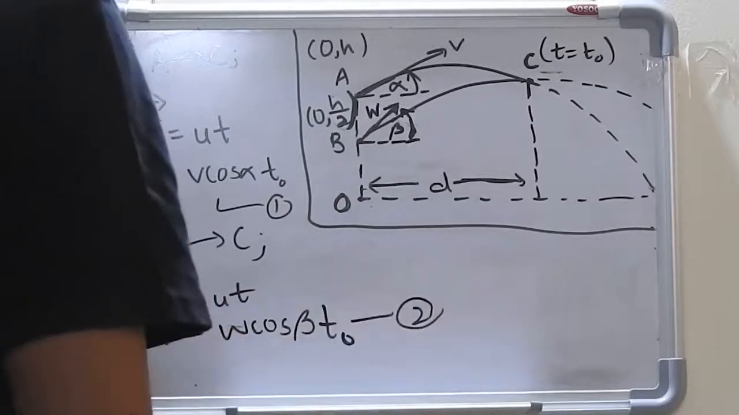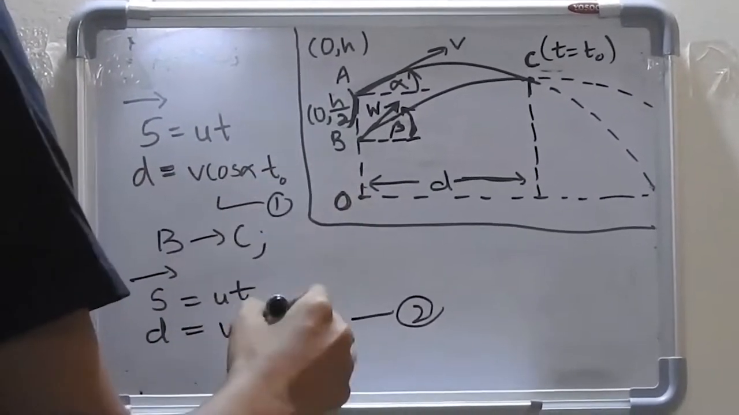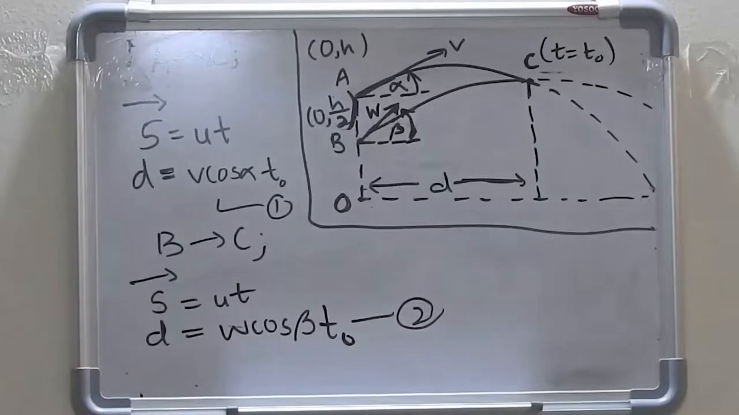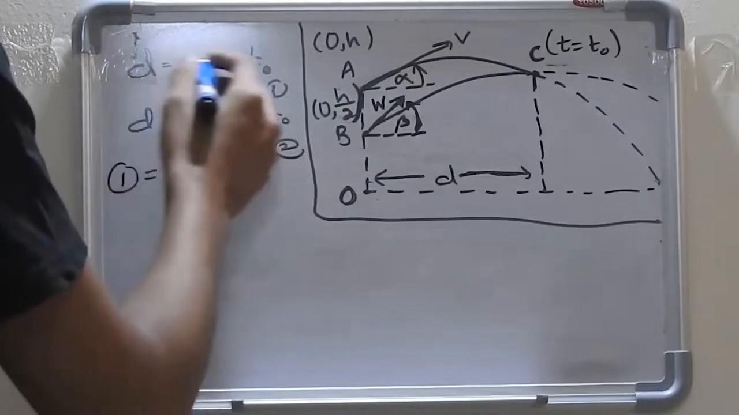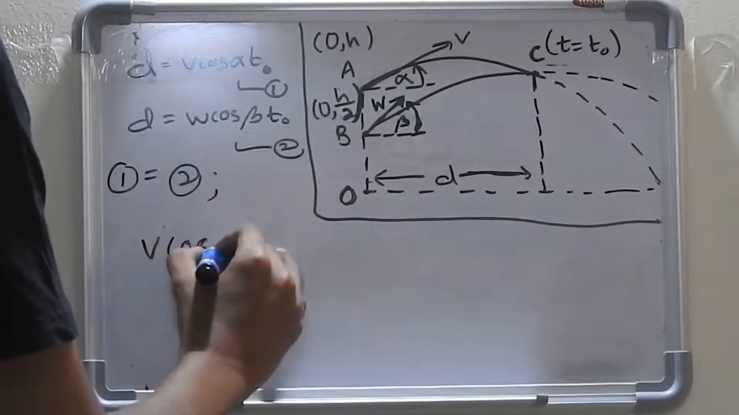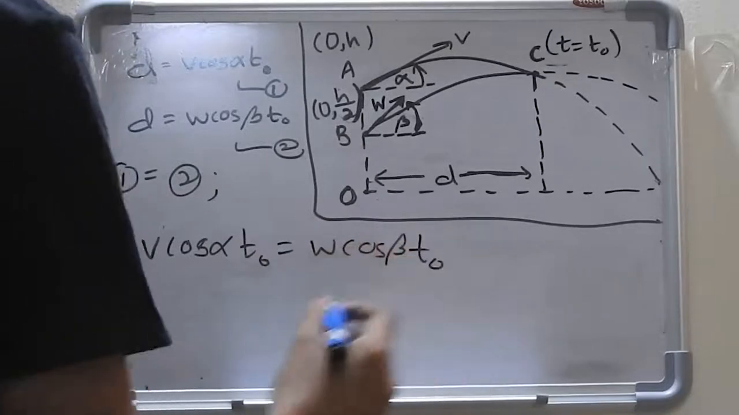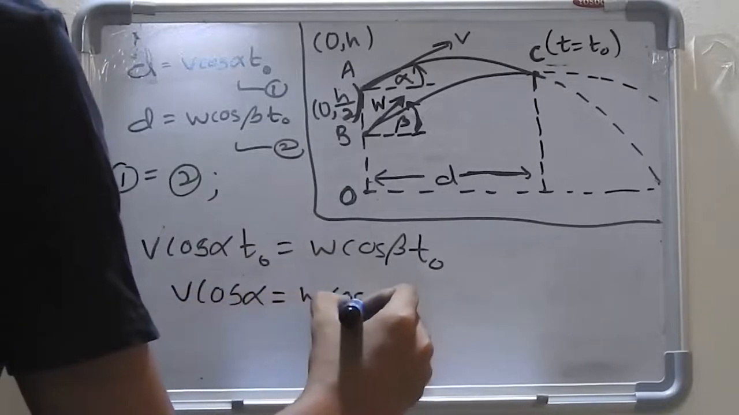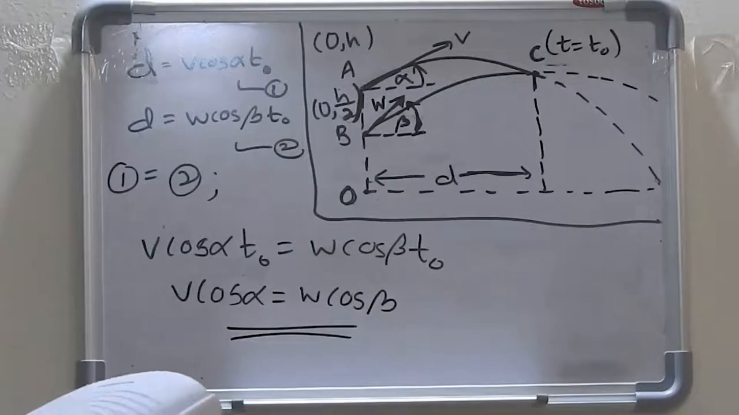We have two equations, and one equals two because both v cos alpha t naught and w cos beta t naught are equal to d. So now we can equate those two equations. By equating them, we get v cos alpha t naught equals w cos beta t naught. So t naught will get cancelled, and what will remain is v cos alpha equals w cos beta, which is what we are supposed to show first. So now we can move on to proving that h equals 2d times tan beta minus tan alpha.